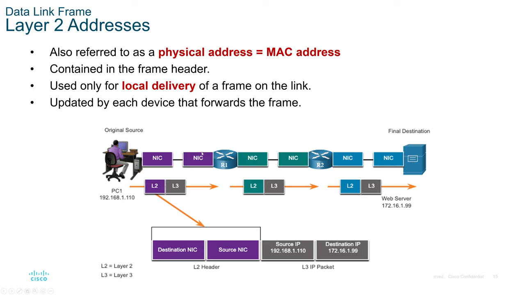So every frame that enters a switch is checked for new information to learn. And how it's going to do that is to look at the source MAC address and the port number where the frame entered the switch. If the source MAC address does not exist, it is added to the table along with the incoming port number. However, if the source MAC address does exist, the switch updates the refresh timer for that entry.